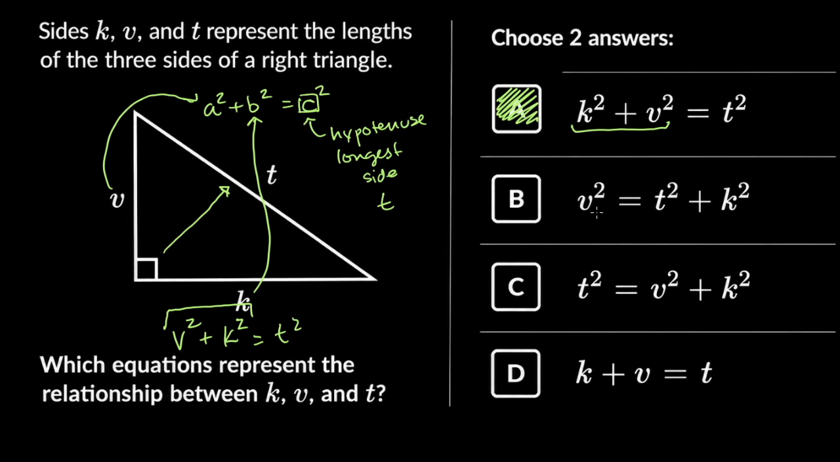This one says V squared is equal to T squared plus K squared. Now that's not right. We could subtract K squared from both sides, but then we would get V squared is equal to T squared minus K squared. So I'll rule this one out.